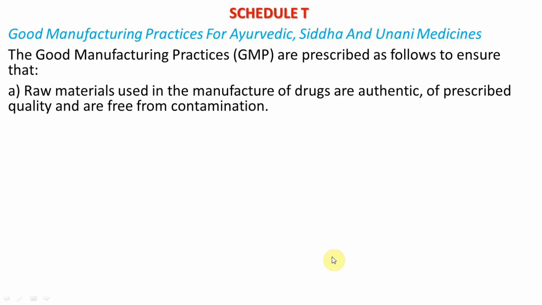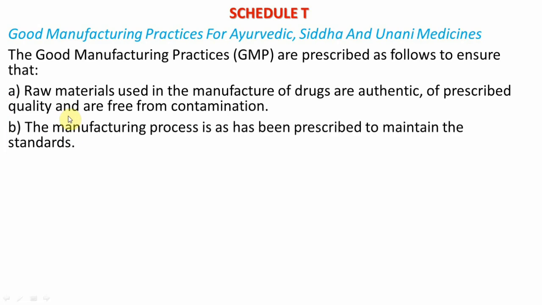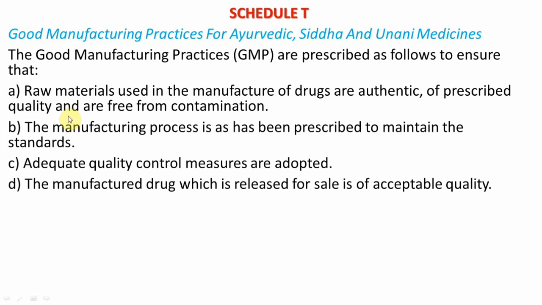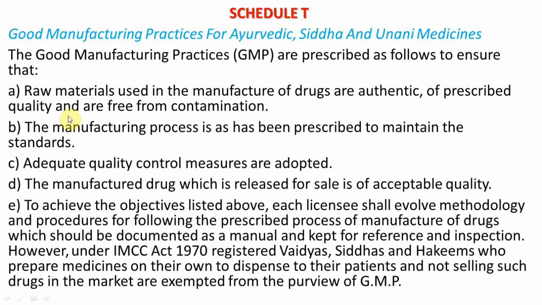The good manufacturing practices are prescribed as follows to ensure that raw materials used in the manufacture of drugs are authentic, of prescribed quality and are free from contamination. The manufacturing process is as prescribed to maintain the standard. Adequate quality control measures are adopted. The manufactured drug which is released for sale is of acceptable quality. To achieve the objectives listed above, each licensee shall evolve the methodology and procedure for following the prescribed process of manufacture of drugs.